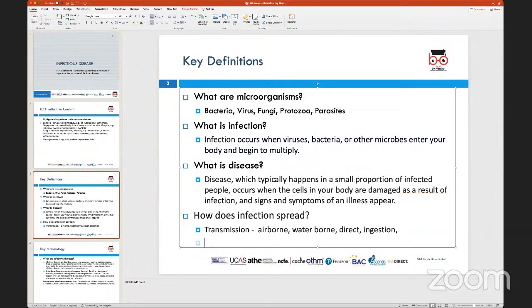Last but not the least, how do doctors, medics, practitioners essentially look at reducing the spread of infection? And that is normally done by prevention.